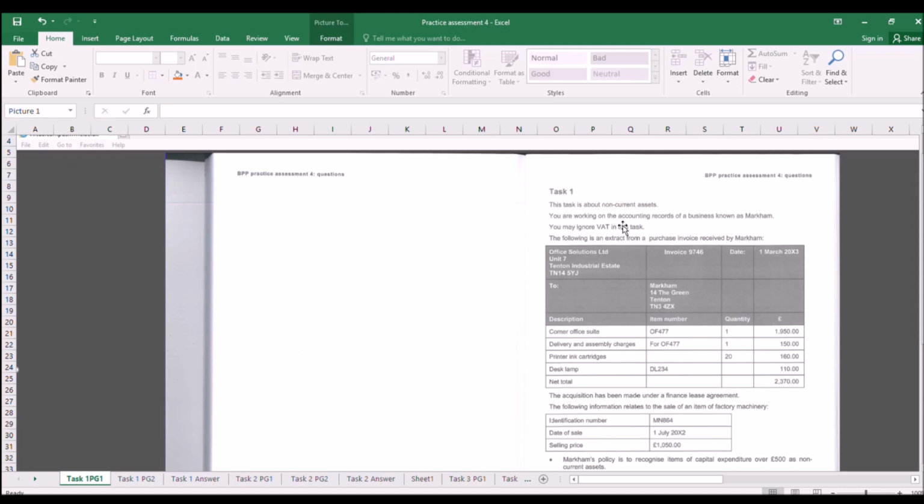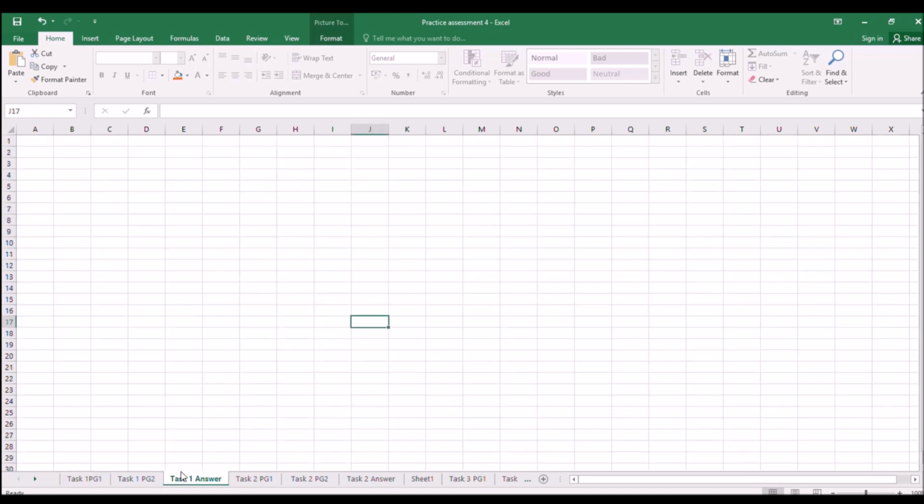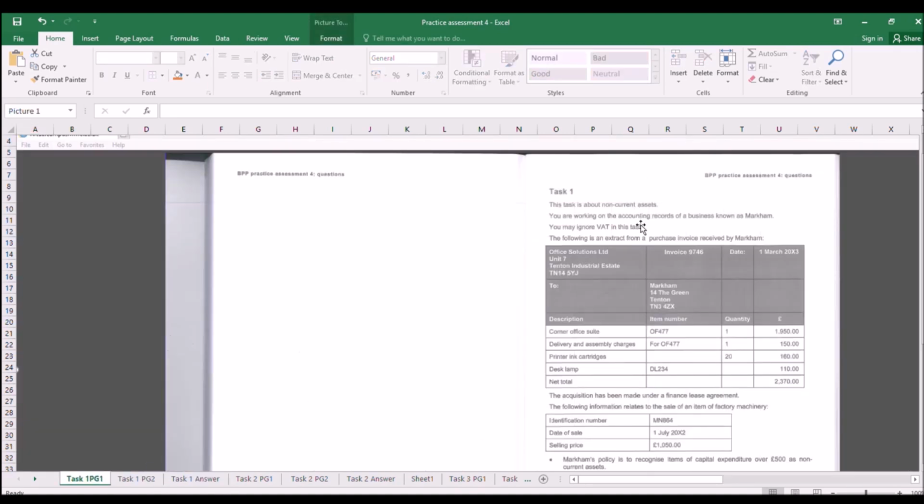So you're working on the accounting records of business stores Markham. Ignore VAT. All right, so you see here I've got my piece of paper on screen so you can see it, but no VAT. Let's just get hold of that though. I quite like this approach because it takes the stress out of it when you're talking your way through it.